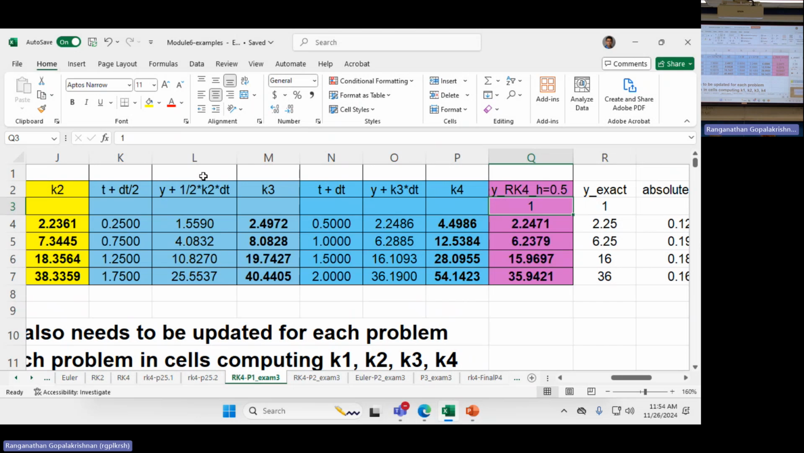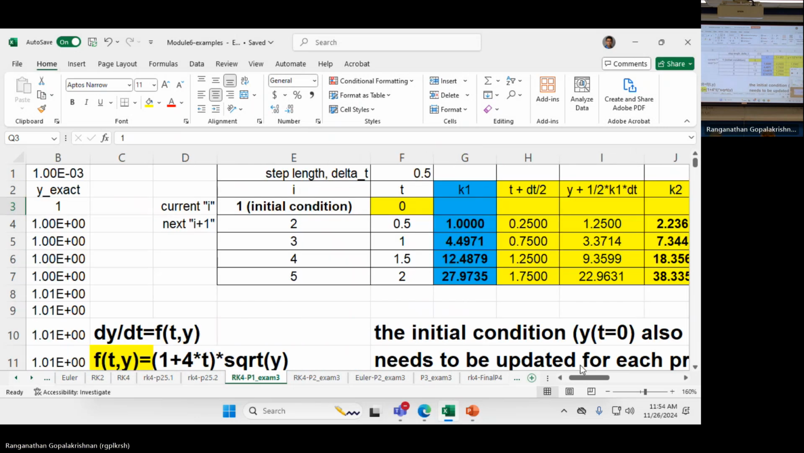Put the initial condition in your table as the first line. Then you have the second time point, for which you increment the time as previous value plus your step length delta t. So if I choose 0.5, that is 0.5. I can change it to 0.25, and everything will automatically update.